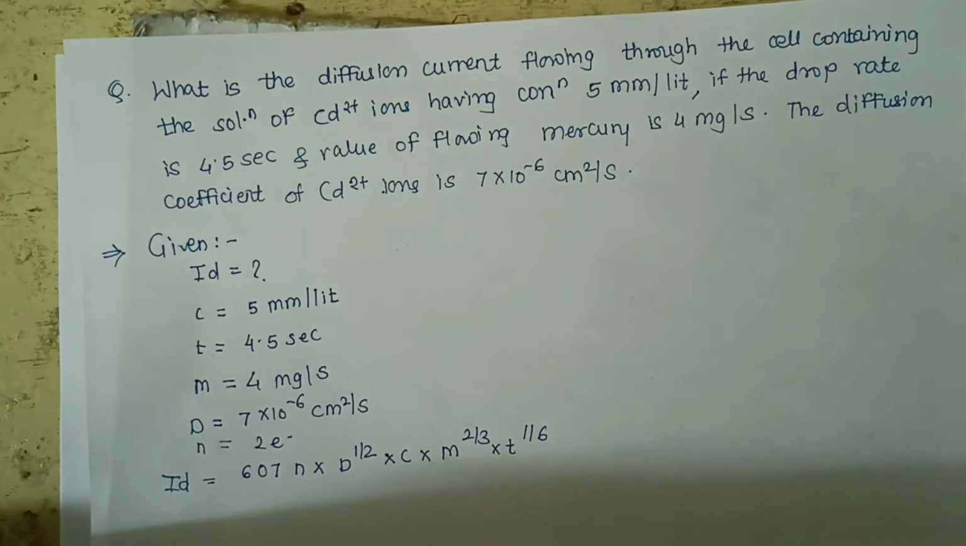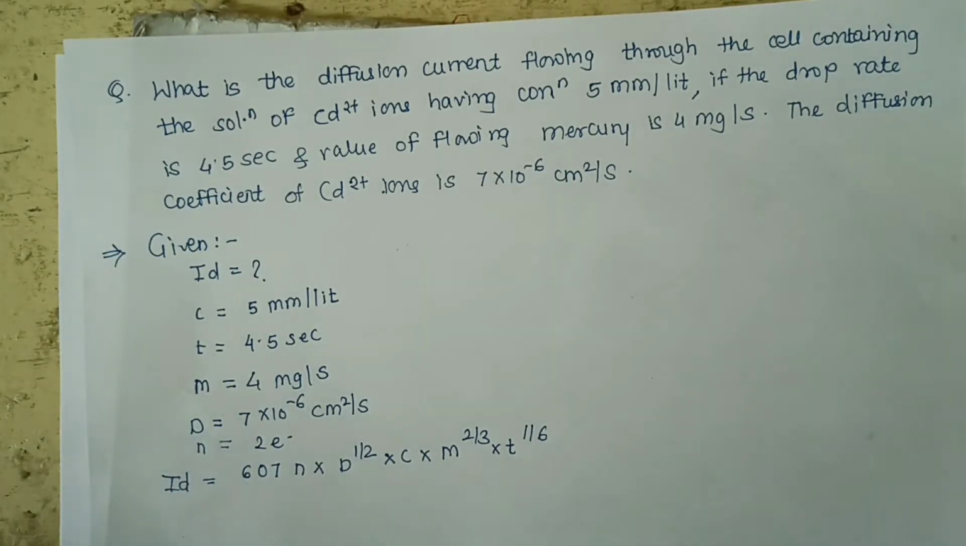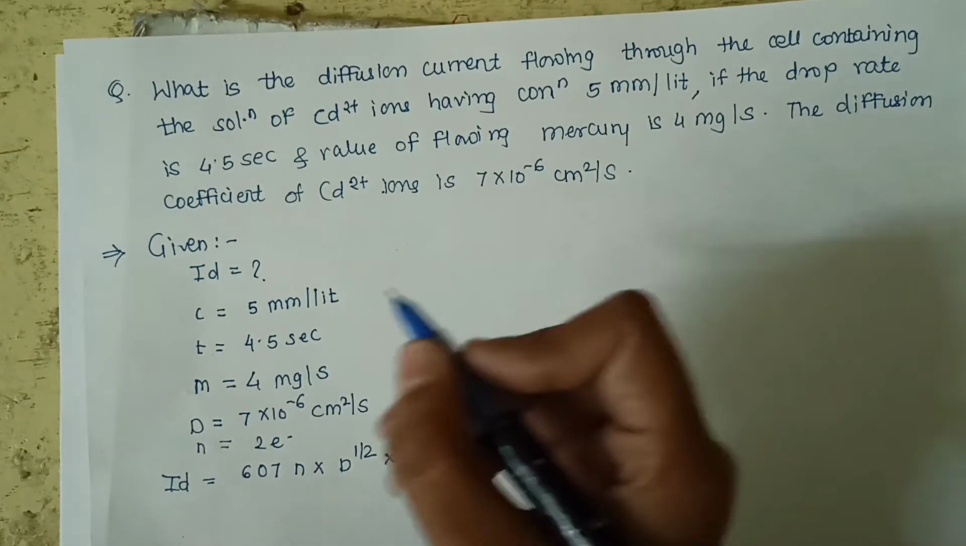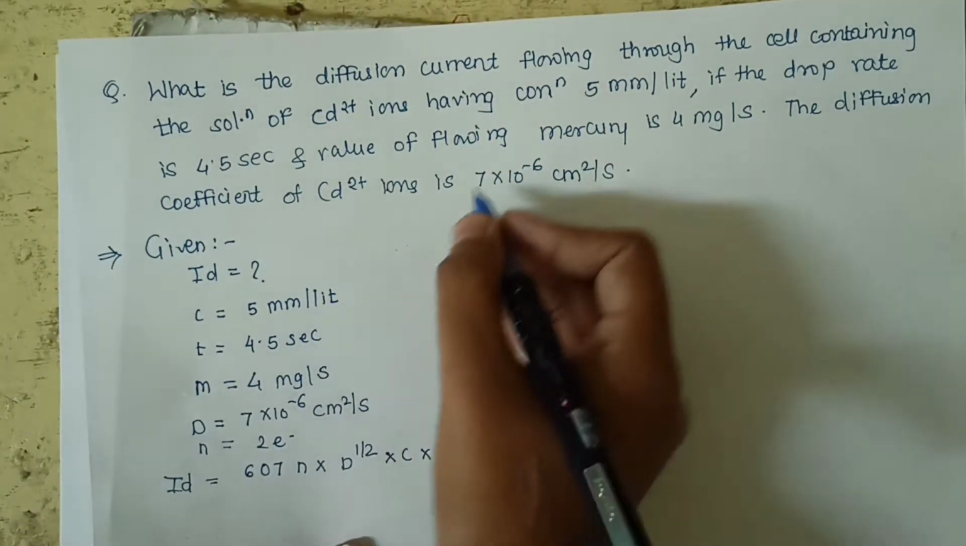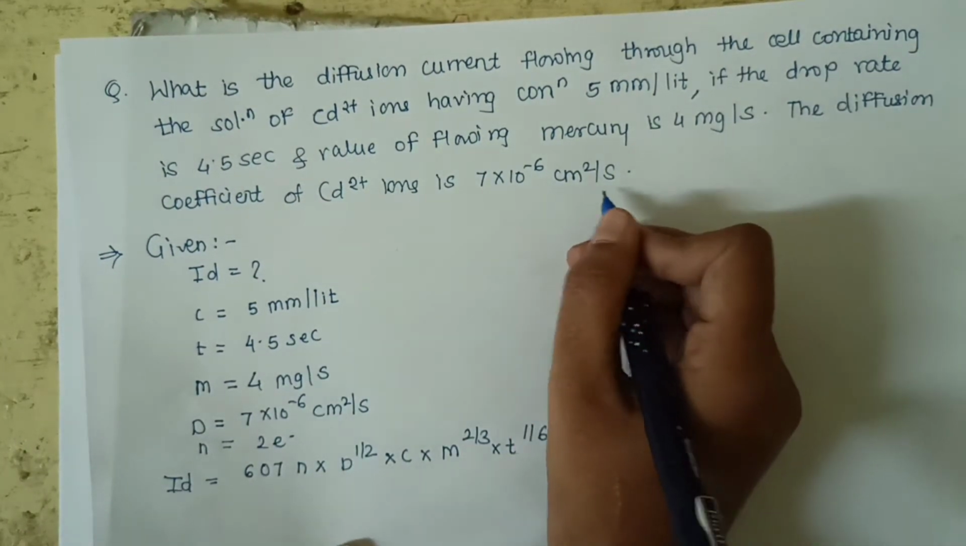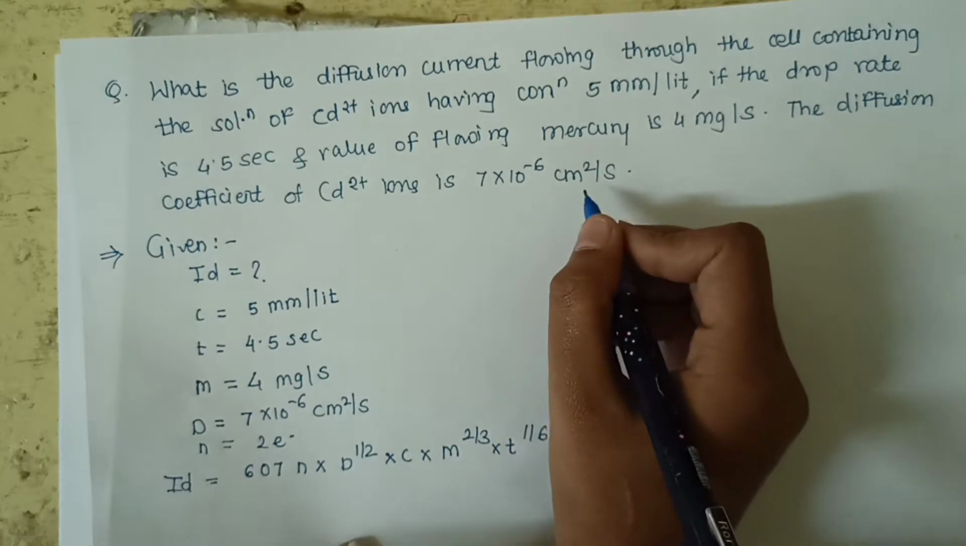The first numerical is: what is the diffusion current flowing through the cell containing the solution of cadmium 2+ ions having concentration 5 millimoles per liter, if the drop rate is 4.5 seconds and the value of flowing mercury is 4 mg per second, and the diffusion coefficient of cadmium 2+ ions is 7 into 10 raised to minus 6 centimeter square per second.